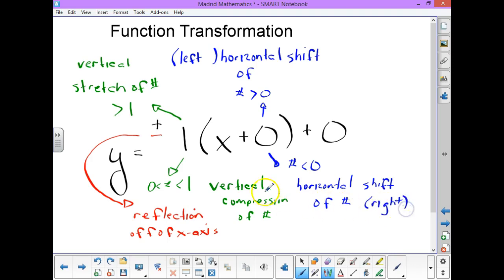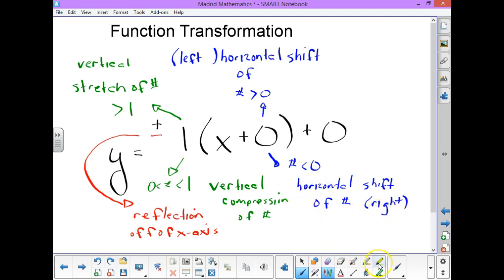Now I will prepare you. This is interesting because here you'll have a positive number and you'll be moving left, believe it or not. It's a little counterintuitive. That's what you want, good notes. And here, if it's a negative number, you might think left, but you're actually moving right.